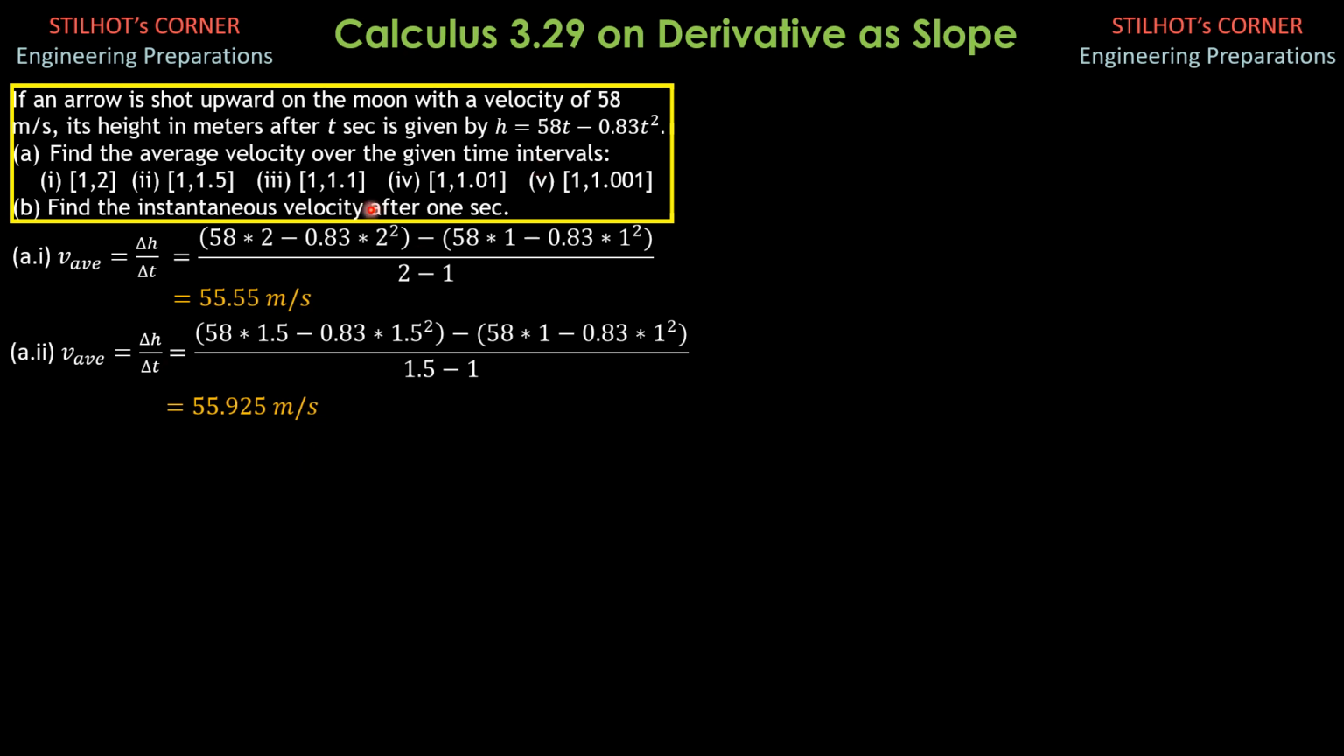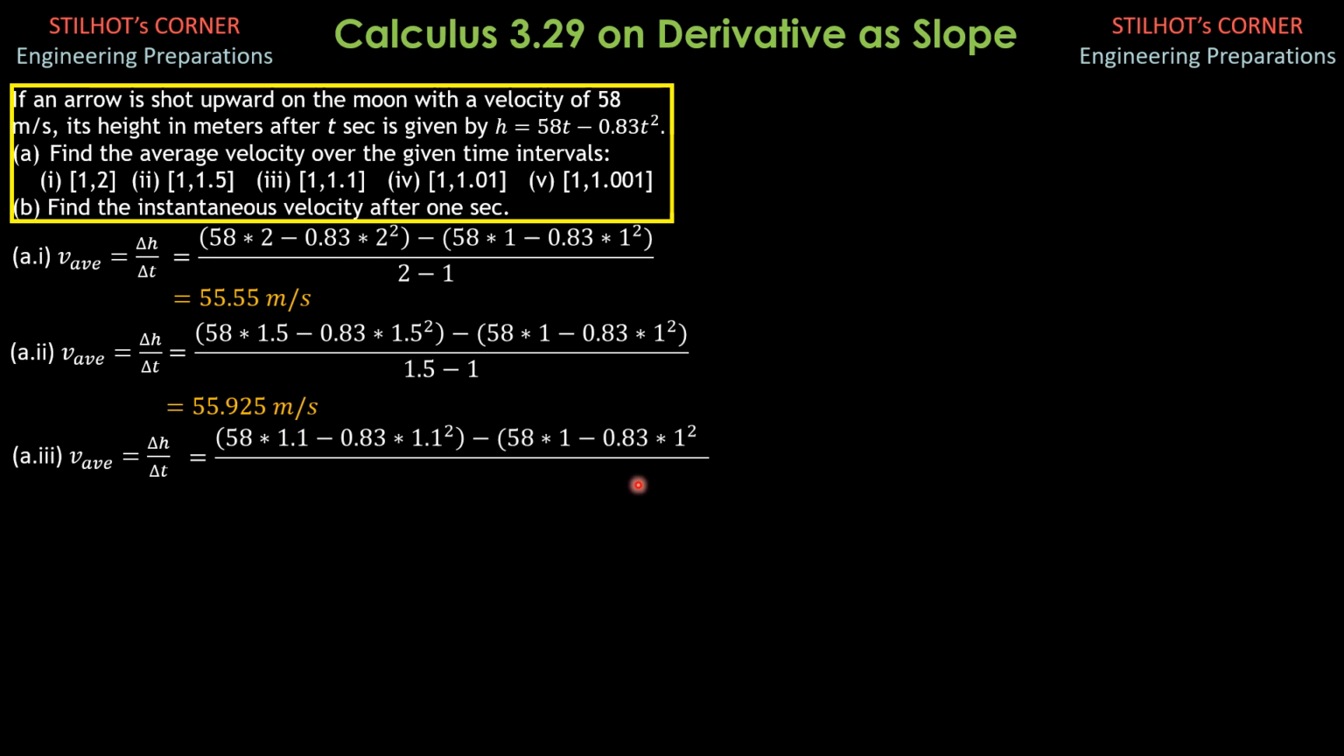So for part 3, the average velocity equals delta h over delta t, where delta t is 1.1 minus 1. So we have quantity 58 times 1.1 minus 0.83 times 1.1 squared, minus quantity 58 times 1 minus 0.83 times 1 squared, over 1.1 minus 1. So the average velocity for that case is 56.257 meters per second.